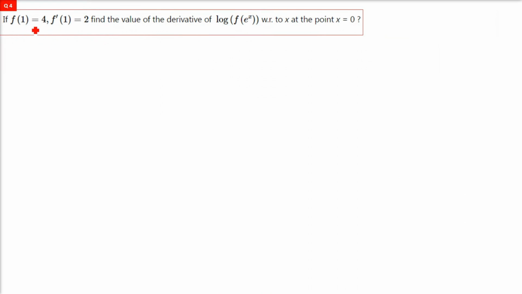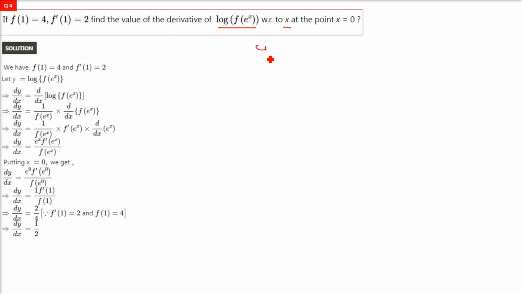f(1) is 4, f'(1) is 2. Find the value of the derivative of log f(e to the power x) with respect to x at the point x equals 0. Okay, so just go by what the question is asked. f(1) equal to 4 and f'(1) equal to 2 will come later.